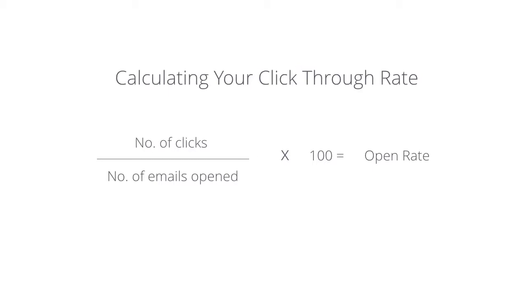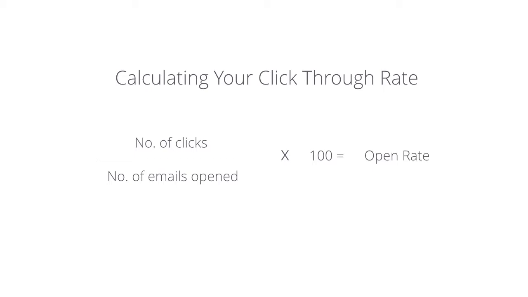Now your click-through rate percentage is the number of recipients that have clicked on any link in your email message divided by the number of emails opened. Now your click rate matters because if you know your click rate and your open rate, you can actually predict your income and actually optimize your email campaigns to get you closer to your business objectives.